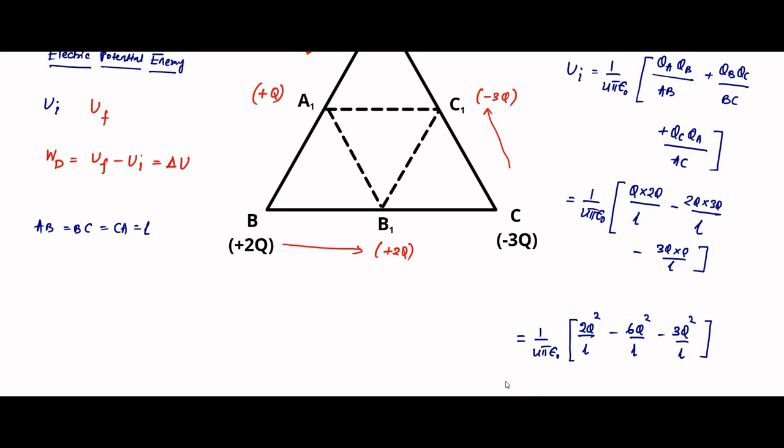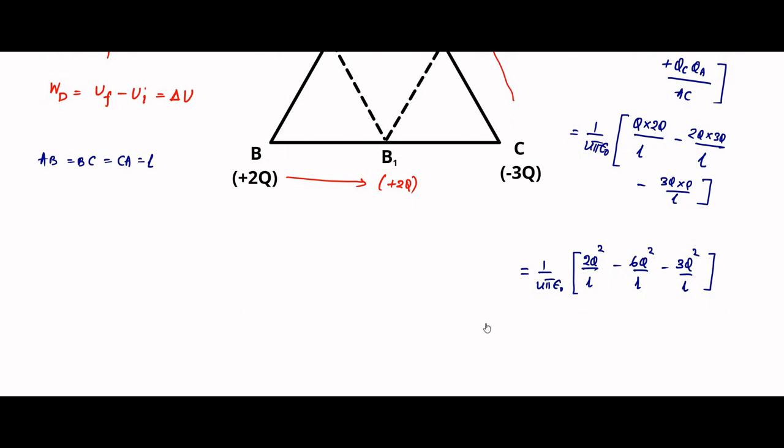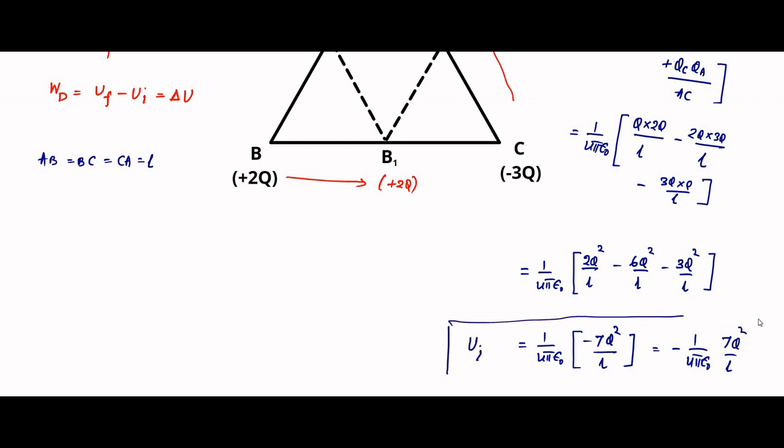So that is equal to 1 by 4 pi epsilon 0 times minus 9q square by l plus 2q square by l, which gives minus 7q square by l. That is, minus 1 by 4 pi epsilon 0 times 7q square by l. That is the initial potential energy of the system.